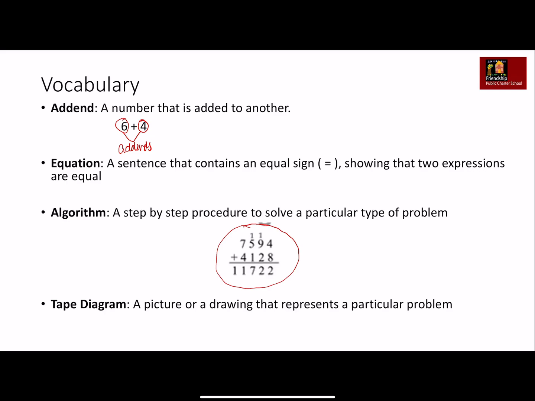And then a tape diagram is a picture or a drawing that represents a particular problem. And typically what we've seen in the past is that a tape diagram is a large rectangle. It is cut into 2, 3, maybe 4 pieces, and our whole is sitting up top. So this is a tape diagram you've probably seen before, right?